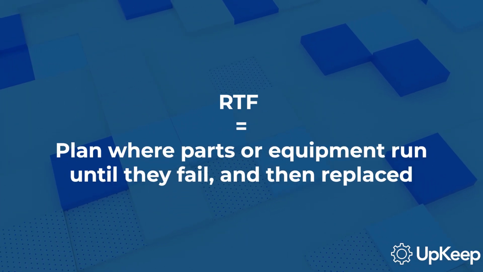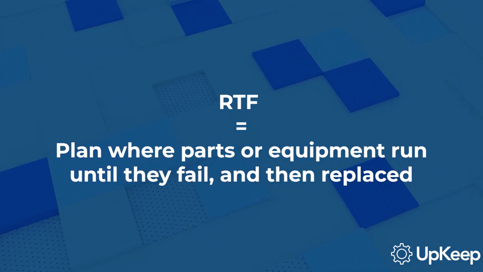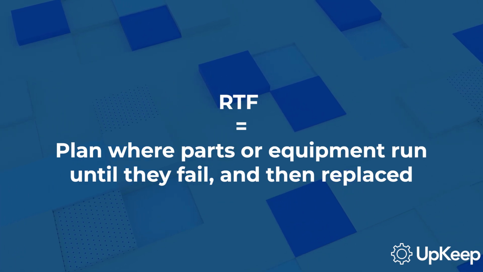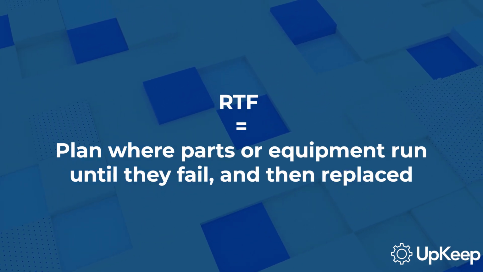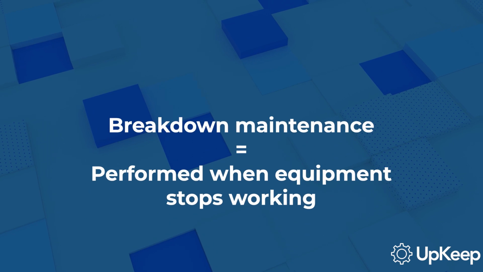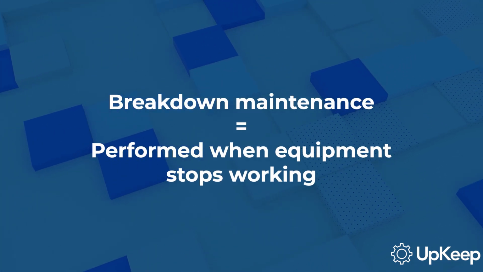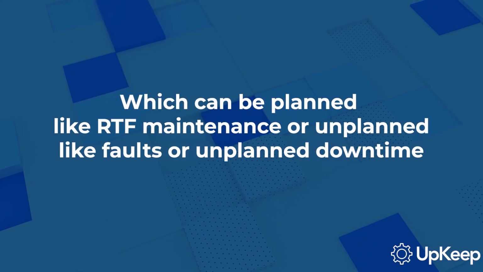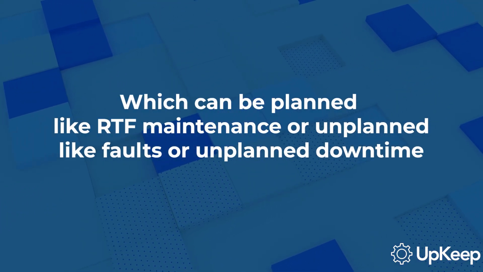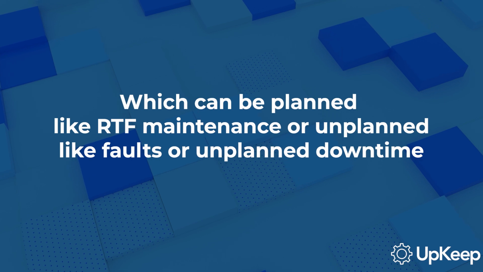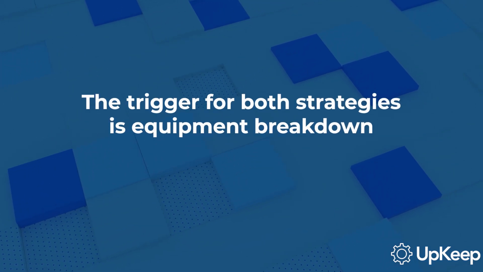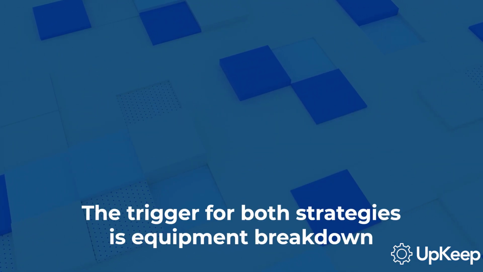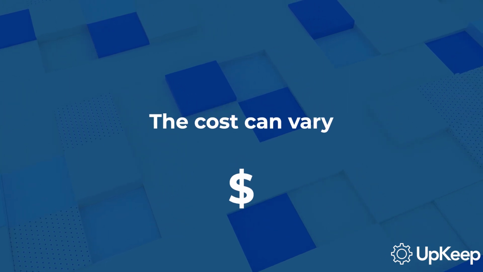In terms of definition, RTF maintenance is a plan wherein parts or equipment are run until they fail, at which point they are replaced entirely. Breakdown maintenance, on the other hand, refers to maintenance performed when equipment stops working, which can be planned, like RTF maintenance, or unplanned, like faults and unplanned downtime events. The trigger for both strategies is equipment breakdown. However, the cost can vary.